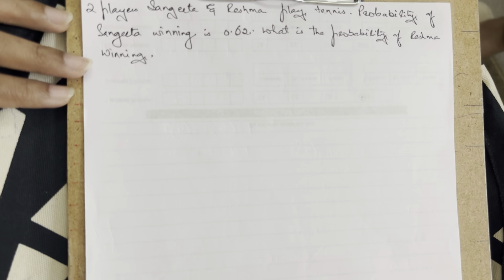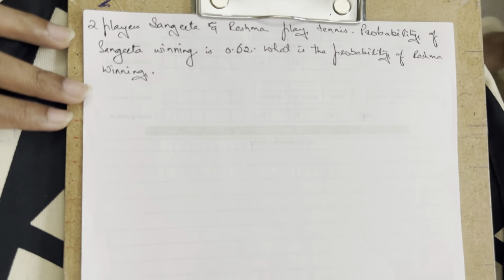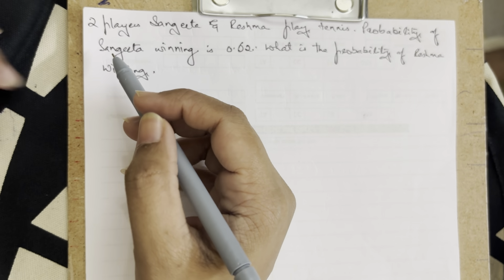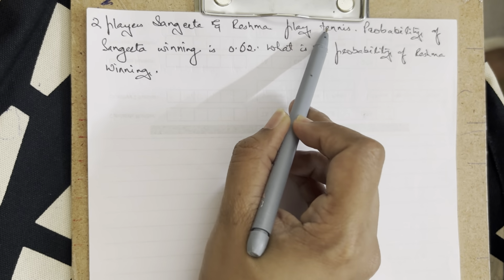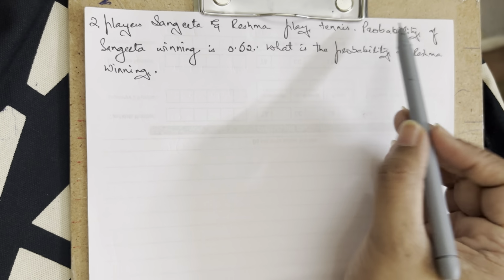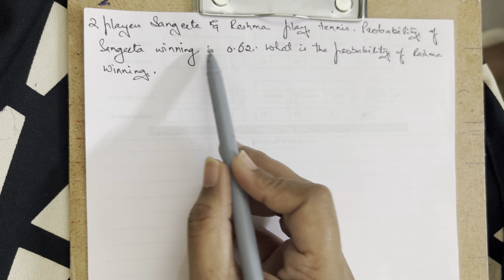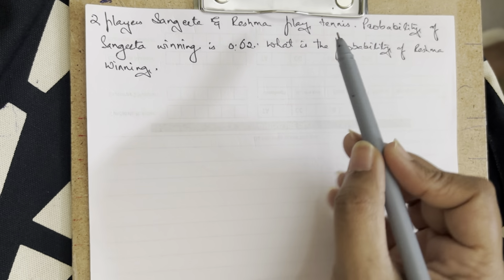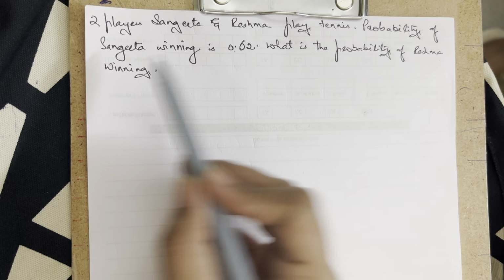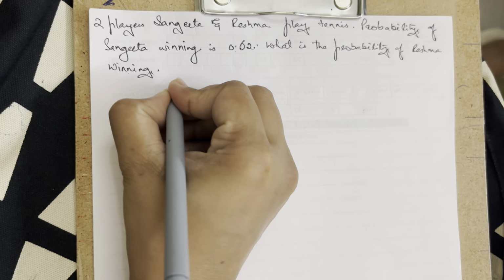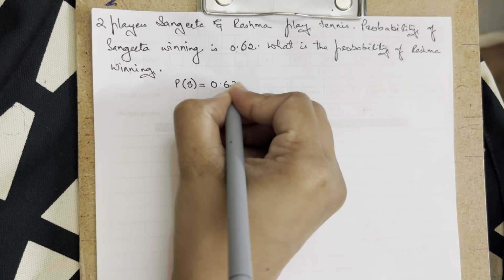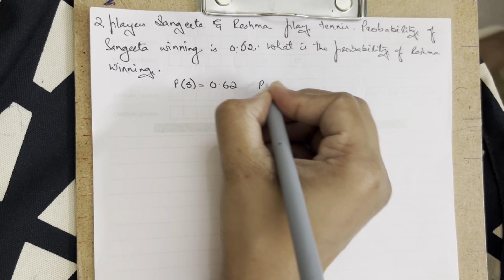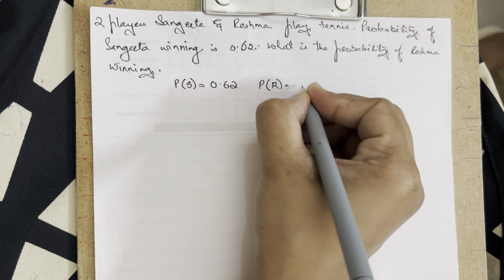Okay. Another question that is given in the textbook is, this is also an example question. 2 players, Sangeeta and Reshma, play tennis. Okay, there are 2 girls who are playing tennis. The probability of Sangeeta winning is 0.62. What is the probability of Reshma winning it? So the probability of Sangeeta winning is equal to 0.62, I know. Then they are asking, what is the probability that Reshma wins it?